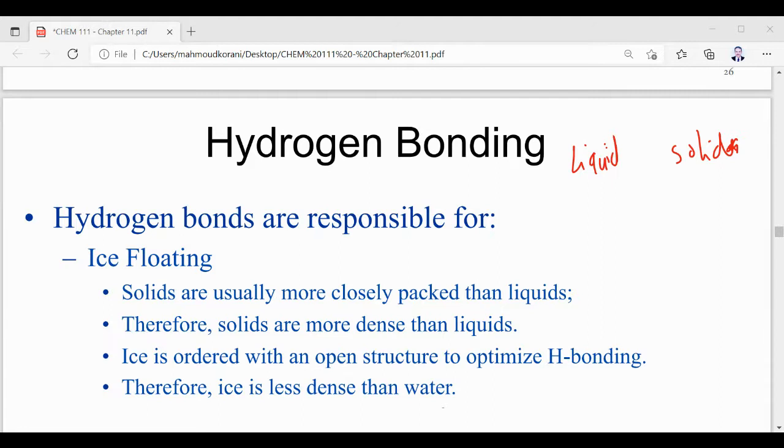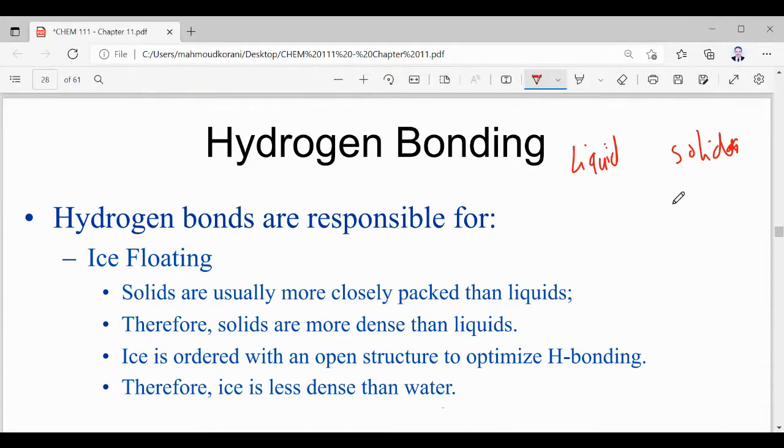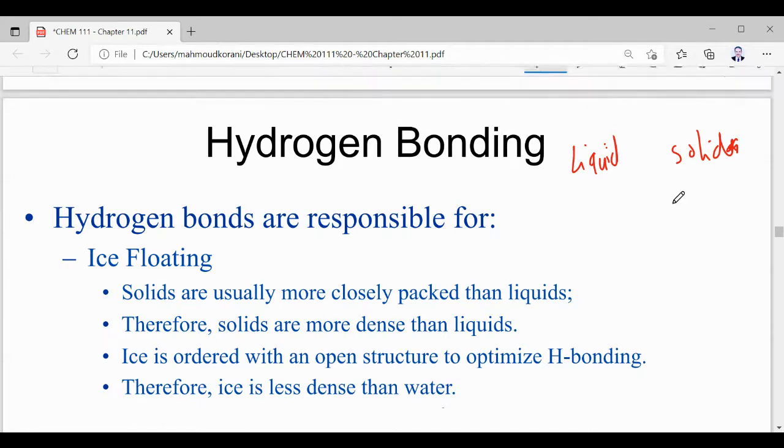Can you answer me which has higher density, solid or liquid? In general, solid has higher density than liquid. This is in normal conditions. But when you come to water, you will find that ice, which is the solid state of water, is of lower density than liquid water. Subhana Rabbil Azim.